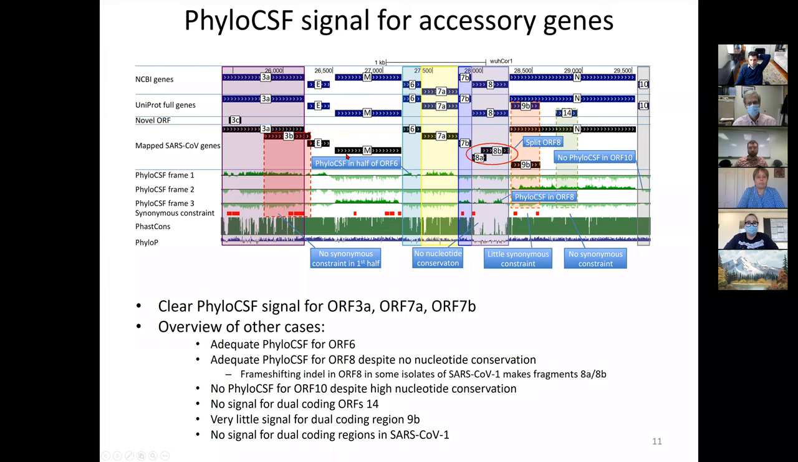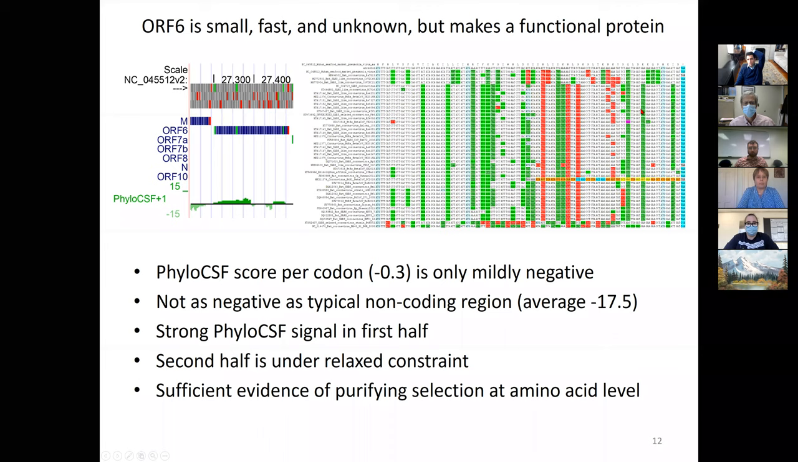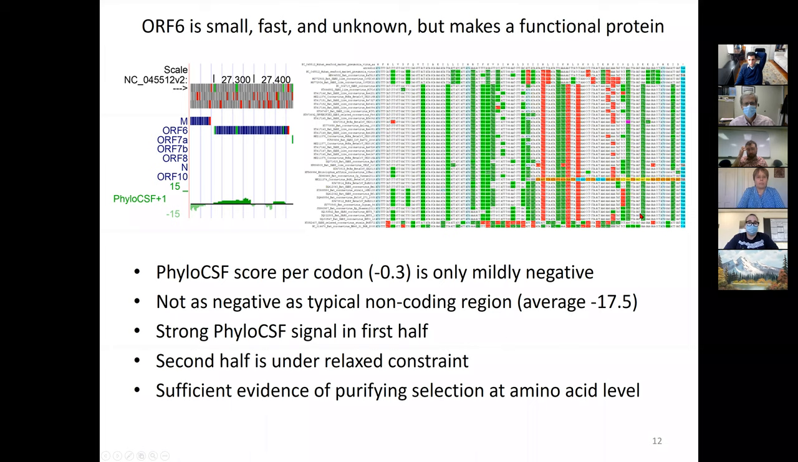And so I'm going to go now briefly through each of those, recapping some of the insights that I've been sharing. So basically, you can see that ORF6, for example, is small, fast, and unknown, but it makes a very clean functional protein. You see here the amino acid, so the codon level alignment, showing very strong conservation in green of these amino acid properties, despite some pockets of change.